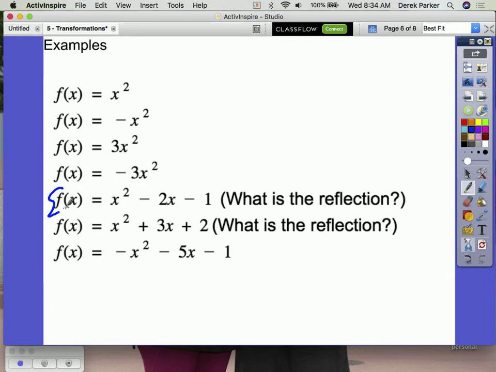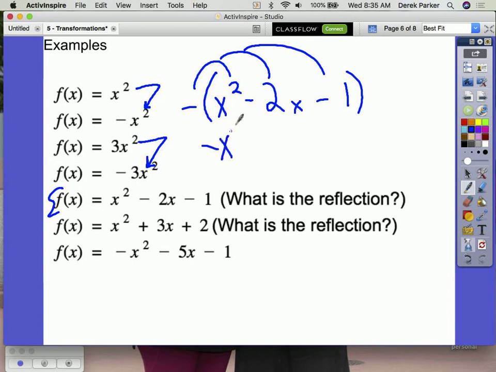I have x squared minus 2x minus 1, and I want to reflect it over the x-axis. To do that, what do you think we need to do? What I want you to do right now is think, how did I get from x squared to negative x squared? How did I get from 3x squared to negative 3x squared? If you guess, multiply the equation by negative 1, you got it right. So let's do that. Let's go x squared minus 2x minus 1. And I'm going to multiply that entire equation by negative 1. And I get negative x squared plus 2x plus 1. And this would be a reflection of this.